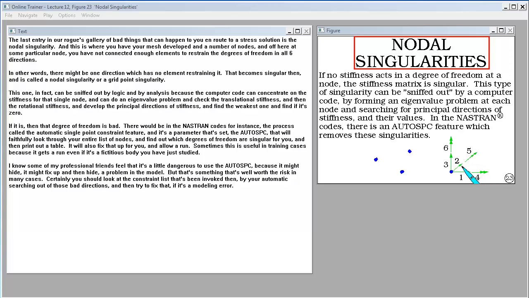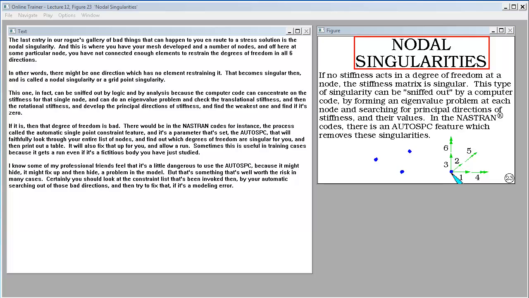This one, in fact, can be sniffed out by logic and by analysis, because the computer code can concentrate on the stiffness for that single node and can do an eigenvalue problem and check the translational stiffness and then the rotational stiffness and develop the principal directions of stiffness and find the weakest one and find if it's 0. If it is, then that degree of freedom is bad.